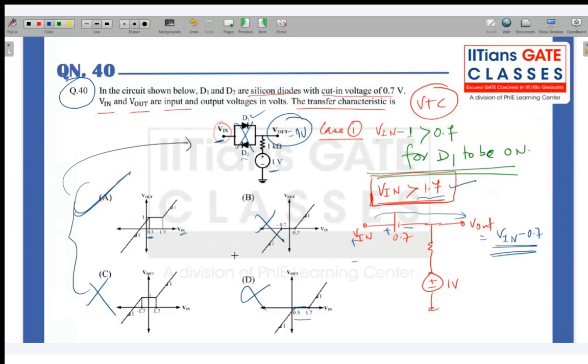So I believe this solution is okay. Yeah, option A is correct. So we have to analyze like this. In the regular classroom we will discuss more in detail. I will explain more about this.